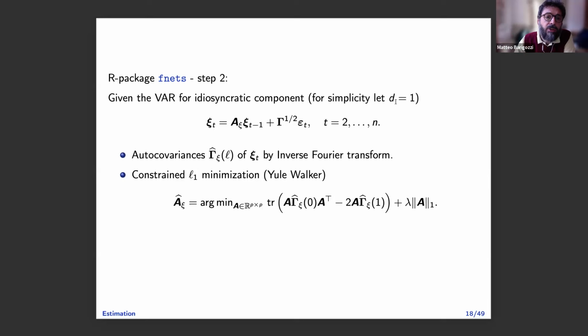So you get the autocovariances of the idiosyncratic component simply by inverse Fourier transform from the spectral density. And by using them, you can solve this minimization. So this is not Lasso, because Lasso will use Xi t. This is similar to Lasso, but if you want, this is a Yule-Walker estimator.